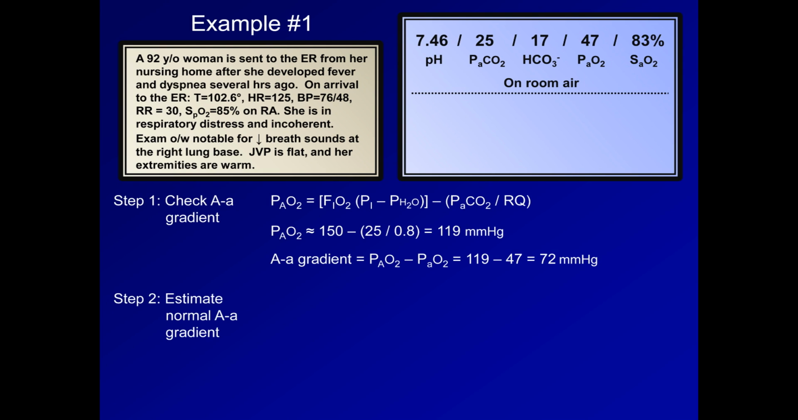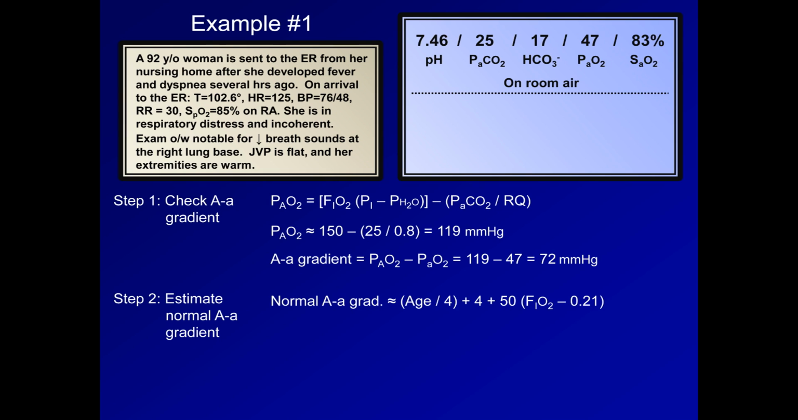Step 2, estimate the normal or expected AA gradient. The common form of this estimation looks like this, where the normal AA gradient is approximately equal to the patient's age divided by 4 plus 4. And then in lecture 17, I discussed why we need to add this additional term, which accounts for worsening of VQ mismatch as a consequence of supplemental oxygen overcoming adaptive hypoxic vasoconstriction.